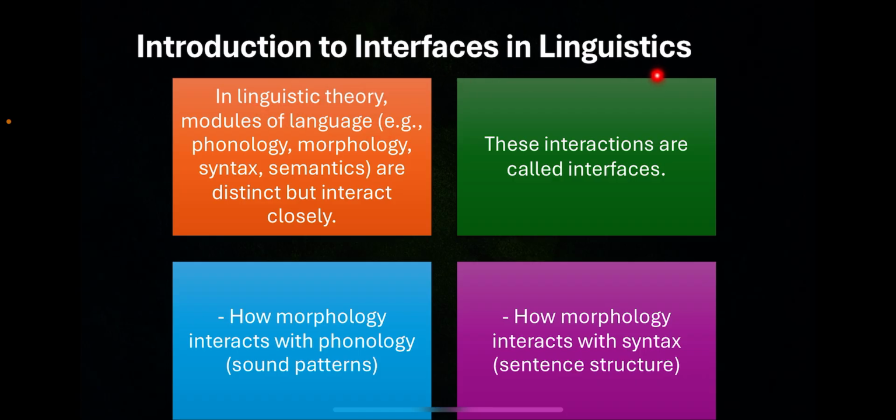Introduction to interface in linguistics. When we use the word interface, we mean interaction, how two levels of language interact with each other. In linguistic theory, modules of language, for example phonology, morphology, syntax, semantics, are distinct but interact closely, right? These interactions are called interfaces. So interface means interaction between two or more levels of language, or how they are linked with each other at certain levels, or what the relationship is between two or more levels of language when they meet.